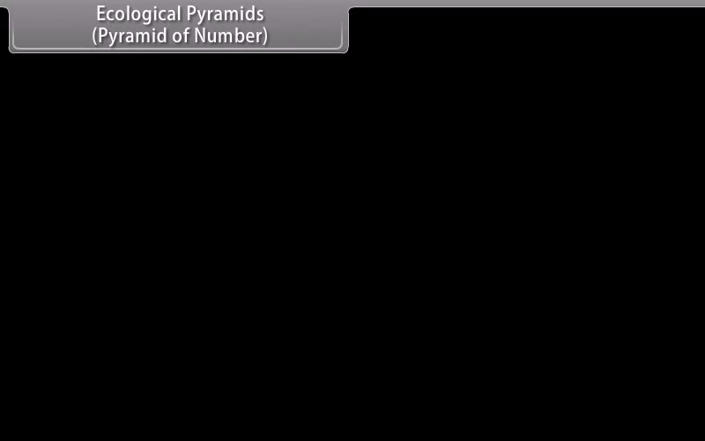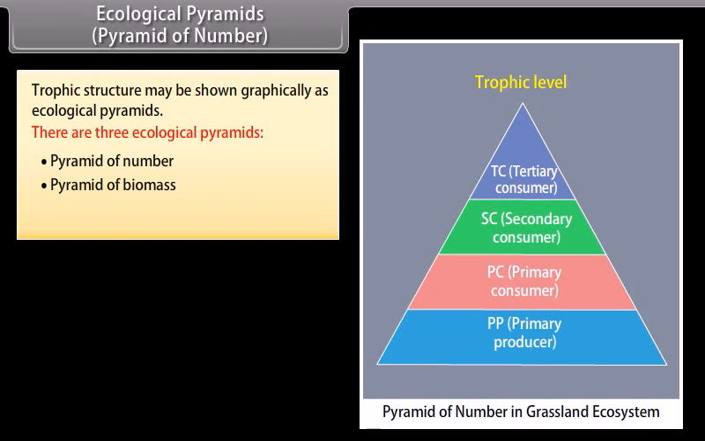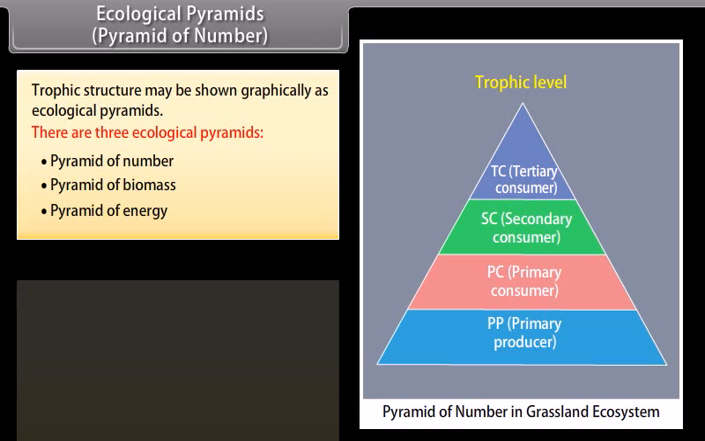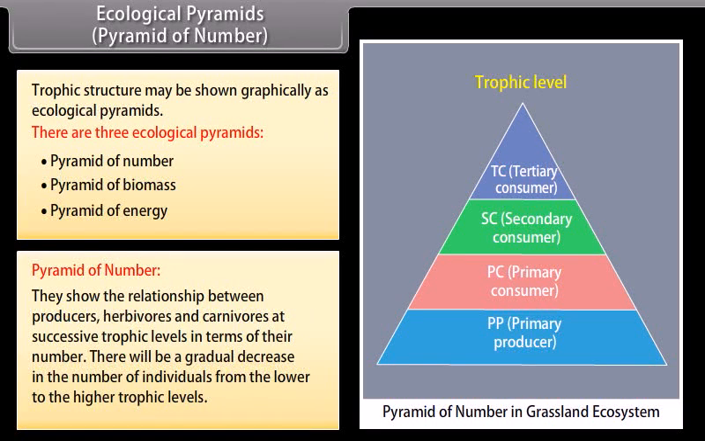Ecological pyramids. Pyramid of number. Trophic structure may be shown graphically as ecological pyramids. There are three ecological pyramids: pyramid of number, pyramid of biomass, pyramid of energy. Pyramid of number. They show the relationship between producers, herbivores and carnivores at successive trophic levels in terms of their number. There will be a gradual decrease in the number of individuals from the lower to the higher trophic levels.